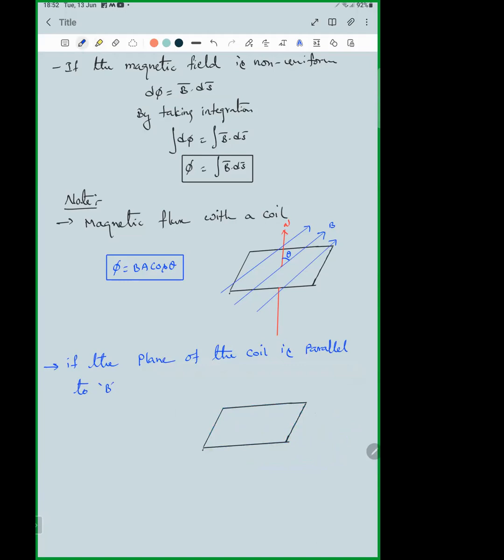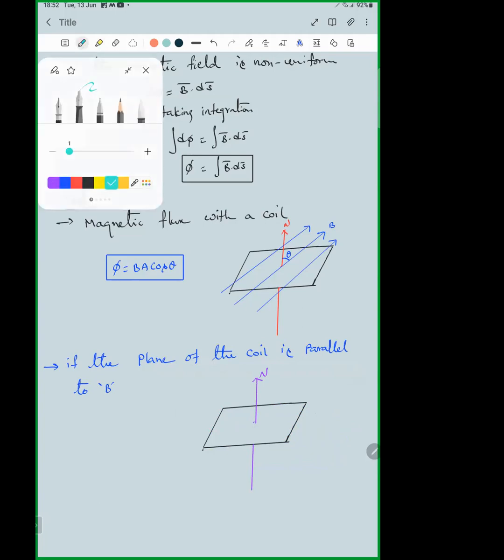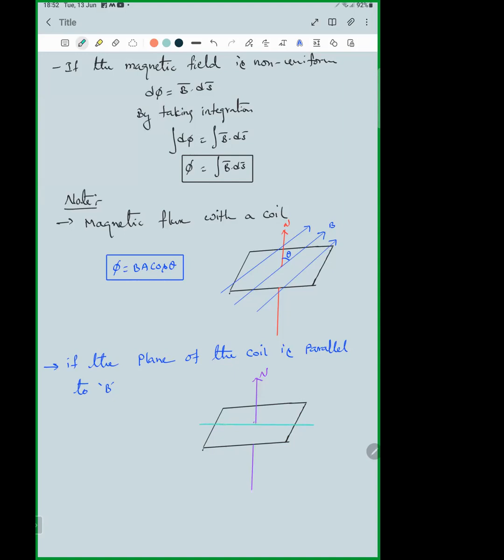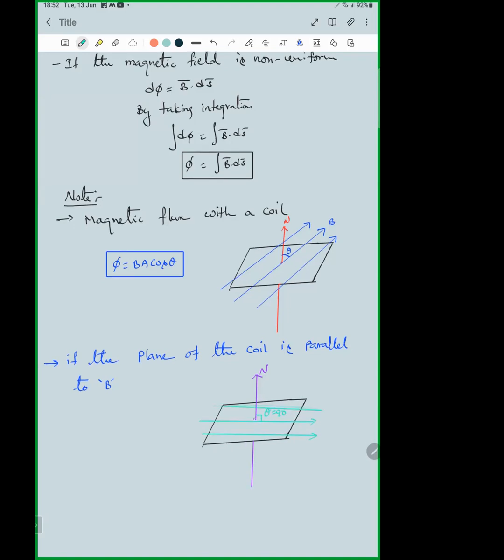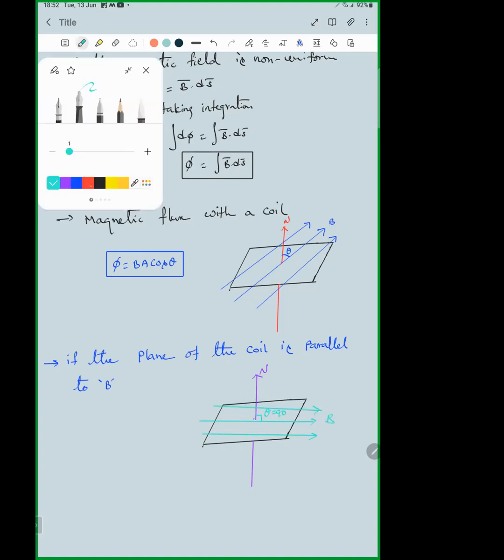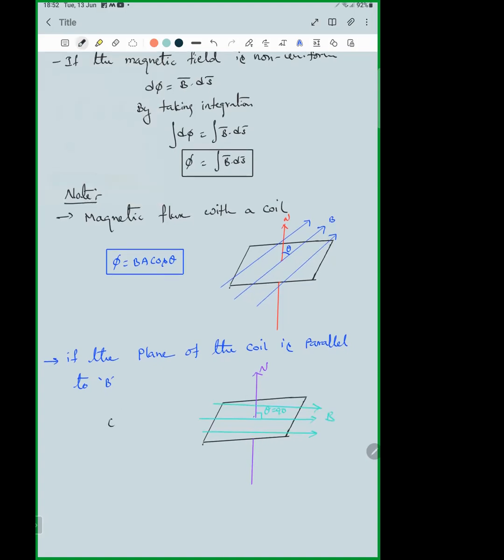So parallel to B, in the sense, see, this is a normal line actually. If the plane of the coil is parallel to the field, it means the normal makes an angle of 90 degrees, that means theta is equal to 90. So if theta is equal to 90, then the flux phi is equal to BA cos 90. Cos 90 degrees is 0. There is no flux linked with the coil here.